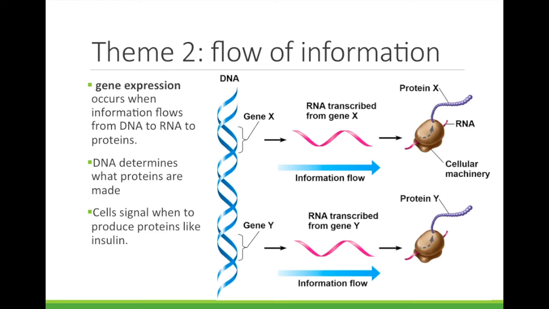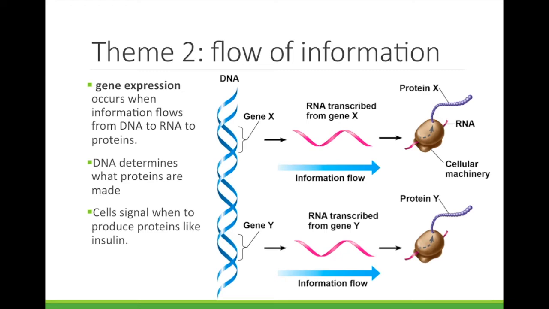DNA is a source of information. To make a protein, DNA is transcribed, or copied, into a molecule called RNA. RNA is then translated, used as a code, to make proteins. DNA has different genes, and each one codes for a different protein.